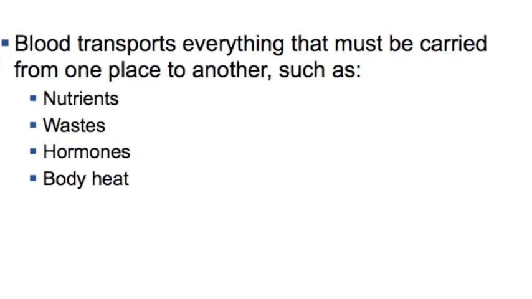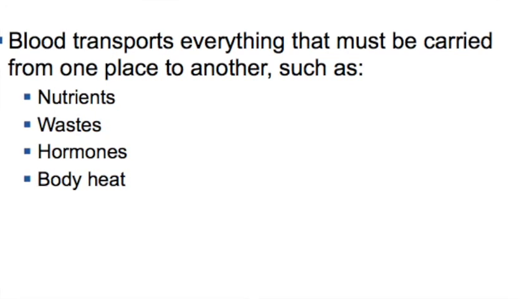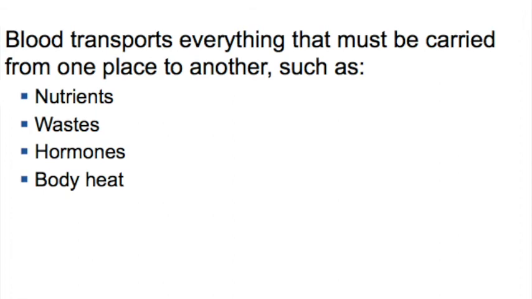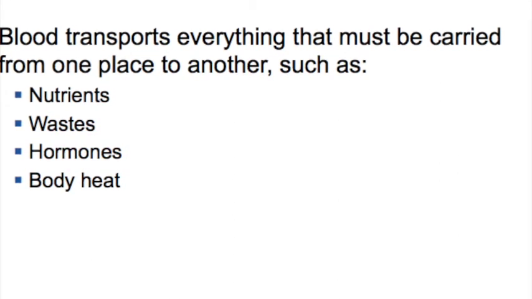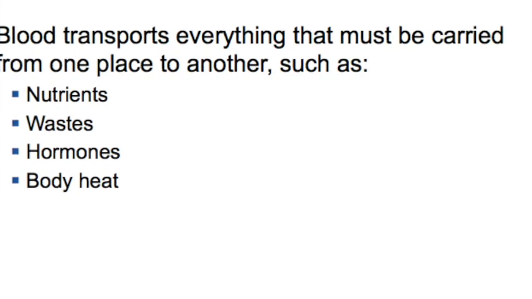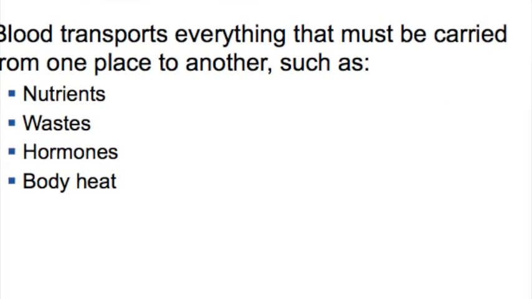We are also going to be carrying waste such as urea, uric acid, carbon dioxide, carbonic acid, and hormones. These hormones are going to be very important for our endocrine system. As well as that, you're going to see that blood is capable of transporting body heat, to allow us to keep warm.